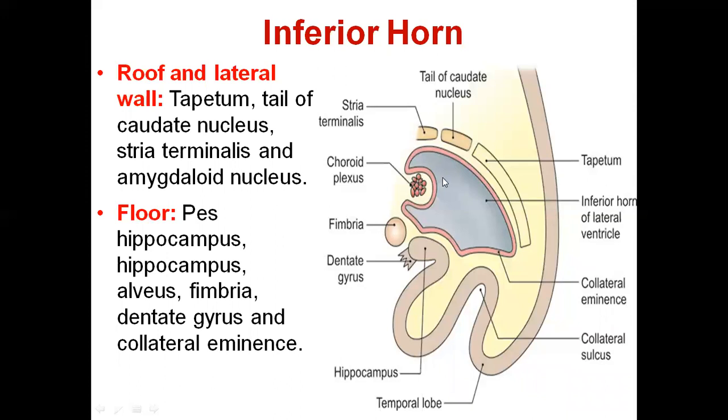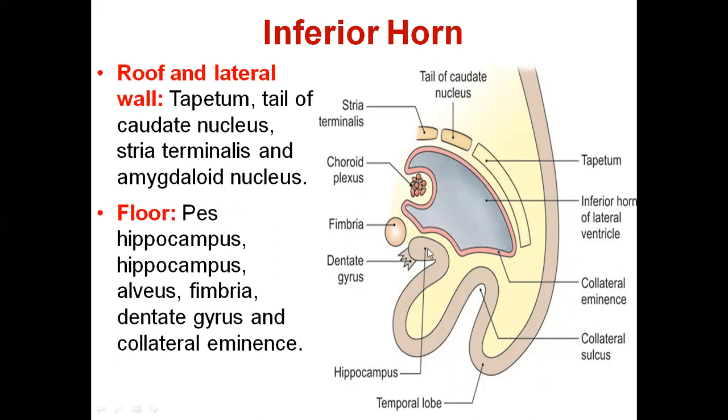So then we have inferior horn. We know inferior horn goes into which lobe? Temporal lobe. So it has roof and the lateral wall. Then it has floor. So roof is formed by tapetum. This is the tapetum. Then tail of caudate nucleus and stria terminalis and amygdaloid nucleus. So in the floor, we will see pes hippocampus. You can see this is the hippocampus.